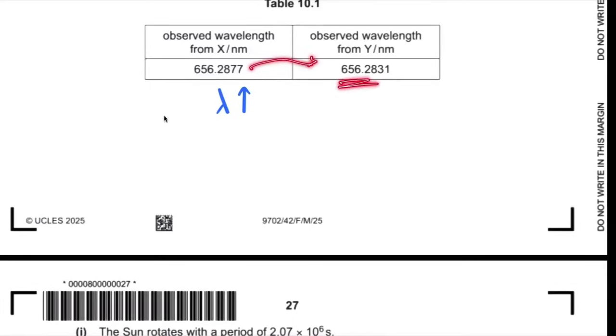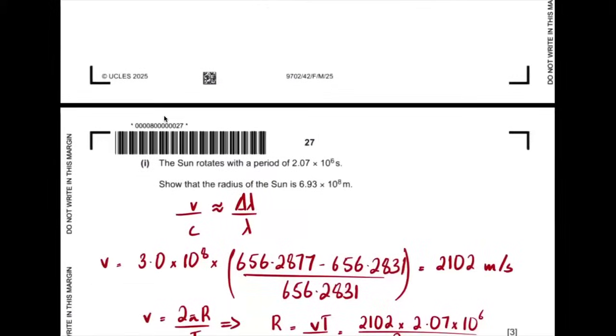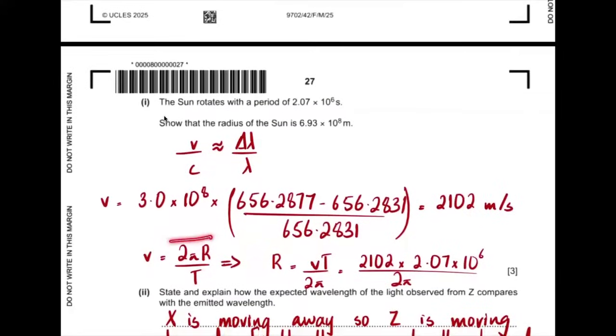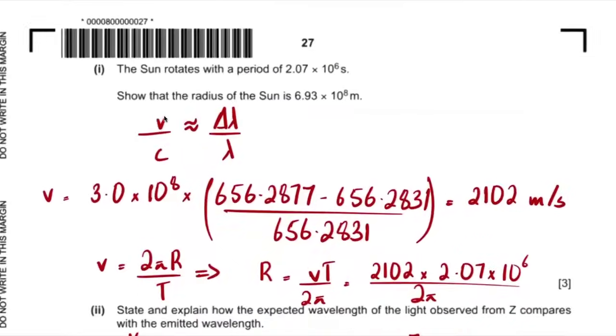So 656.2877 minus this divided by this, and c is the speed of light, 3 × 10^8. So then you take it there and multiply. So this turns out to be 2102 meters per second. So I know its orbital speed now. And now if I know the orbital speed, I can just use this expression, v = 2πr/T. I need r, so that's r = vT/2π, and then I just plug in the values. And my answer turns out to be this.